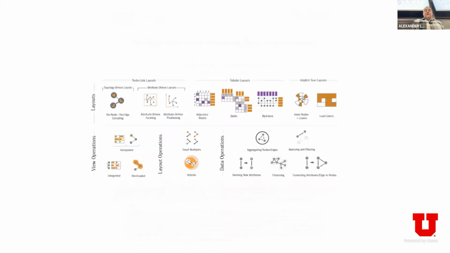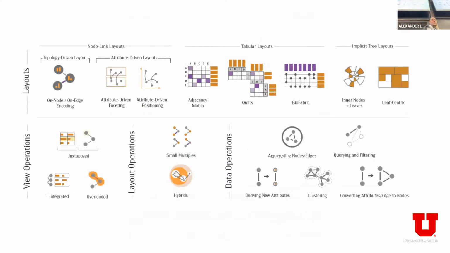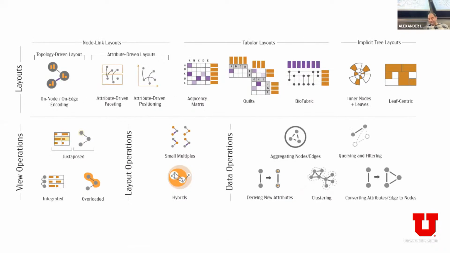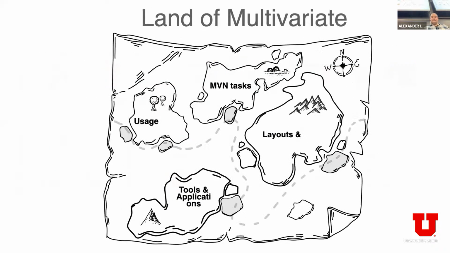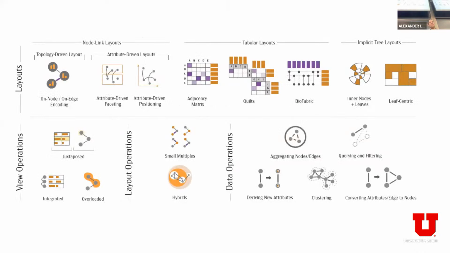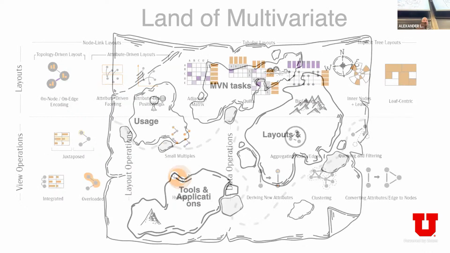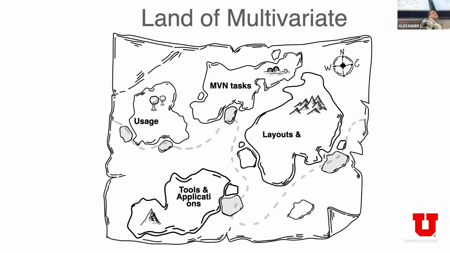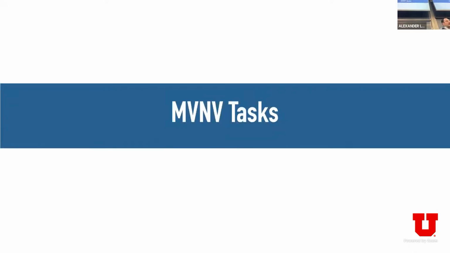And so this is the main figure here. So we have the layouts here on top. And there are 3 different types of layouts which are familiar to us. And then we have view operations, and then data operations and layout operations. And so we'll dig into this. And generally, as always, when we talk about visualization, there are tasks, there is usage, there are tools and applications, and there are layouts and others. And so we'll start off with tasks because, as we did for tables and for networks, tasks really are super important.